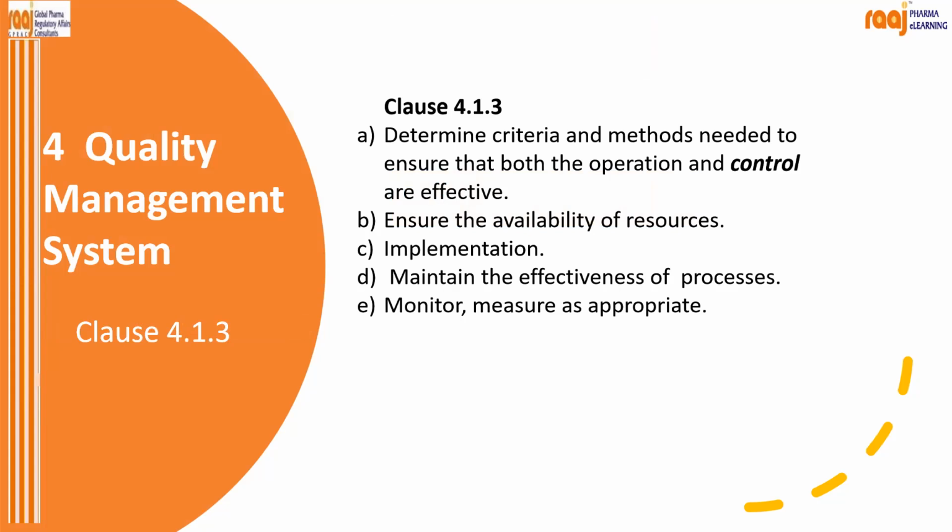Then come to clause 4.1.3. Determine criteria and methods needed to ensure that both the operation and control of these processes are effective. Ensure the availability of resources. Then implementation. Maintain the effectiveness of processes. Monitor as appropriate.